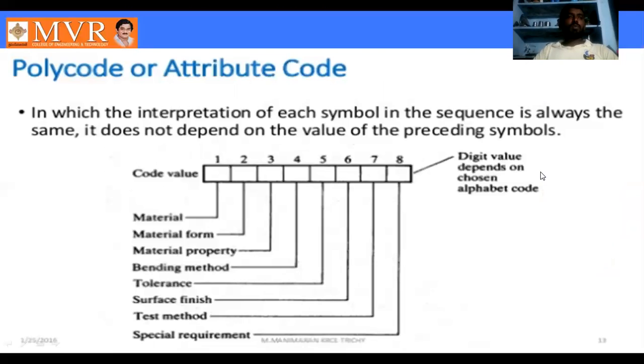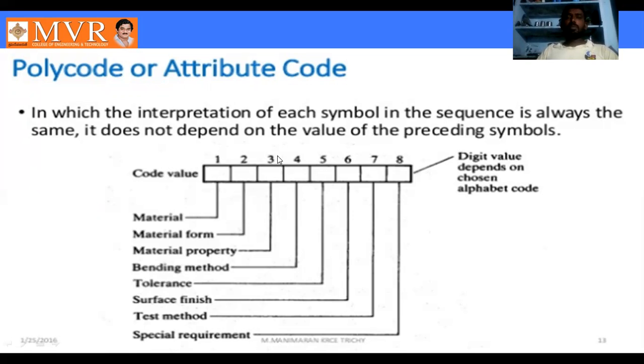See here, another code: polycode or attribute code. In this, the interpretation of each symbol in sequence is always the same. It does not depend on the value of the preceding symbol. So in this particular polycode or attribute code, each symbol's meaning does not depend on the value of the preceding symbol.